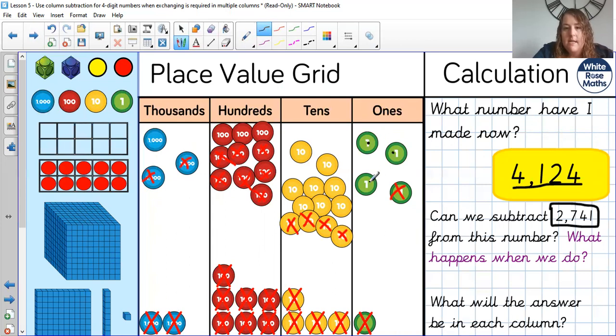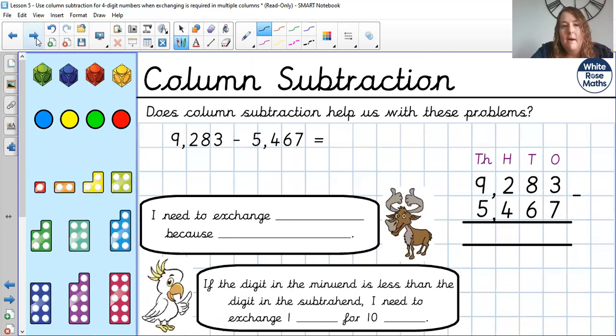So we've got 3 ones left. We've got 1, 2, 3, 4, 5, 6, 7, 8 tens left. 1, 2, 3 hundreds left. And 1,000 left. So we've got 1,383. Okay, let's see what this does look like in our formal method then.